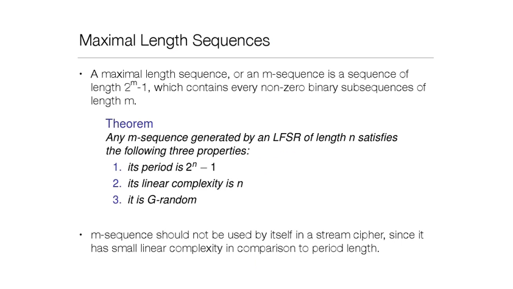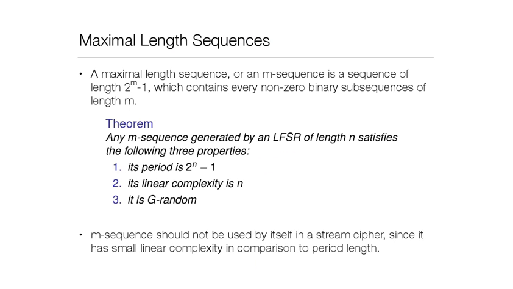So theorem: any M sequence generated by a linear feedback shift register of length n satisfies the following three properties. Period is 2 to the power n minus 1, its linear complexity is n, and it is G random. So any M sequence, the maximum length sequence generated by a linear feedback shift register of length n, satisfies the following three properties. This is the theorem.